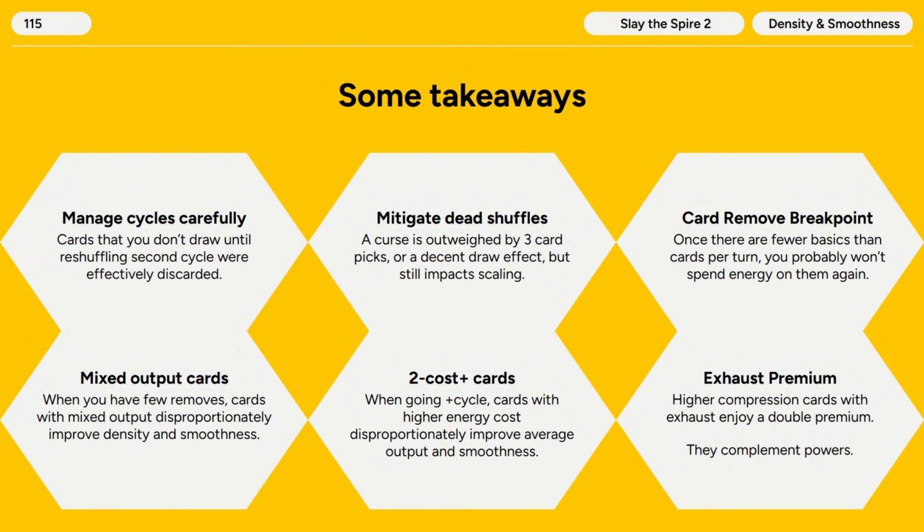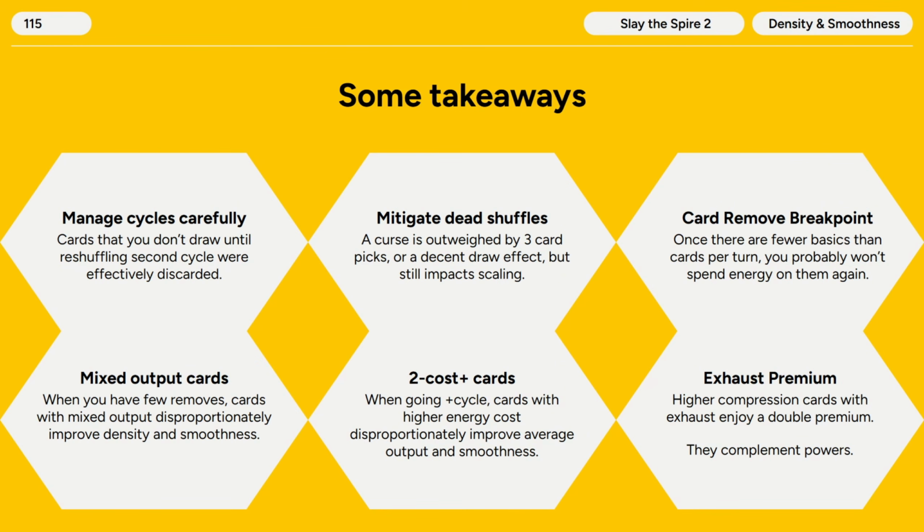Mixed output cards, as always, I'll spruik them up. When you have fewer card removes, cards with mixed output disproportionately improve your density and smoothness, and the same is true of 2-cost plus cards. When you're going plus cycle, cards with higher energy costs disproportionately improve your average output and smoothness. So what does that mean?